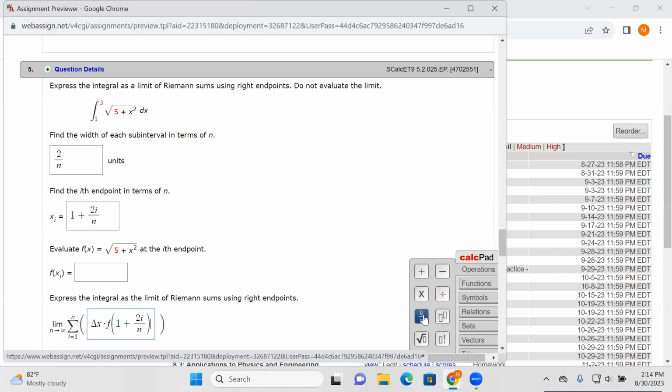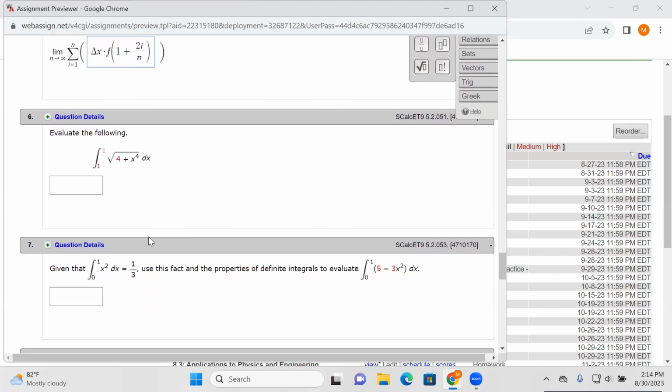over n. Now, yes, WebAssign will not take this as your answer because delta x was 2 over n, and f of 1 plus 2i over n is the square root of 5 plus (1 plus 2i over n) squared. It's going to get clunky to write that all out, but this is the basic idea. This is always the basic idea whenever we're computing the area under a function's graph.